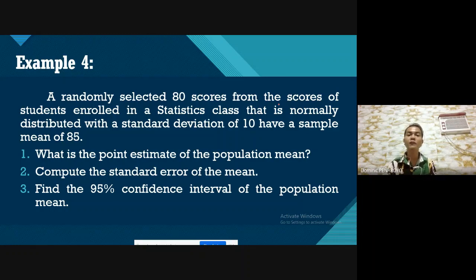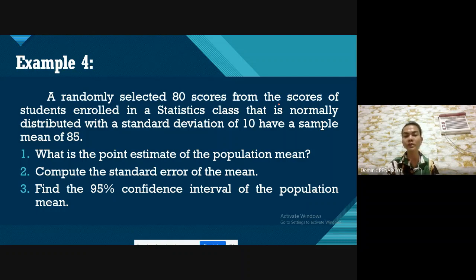Okay. So for the point estimate of the population mean, again, that is just the sample mean value. In this given example, the sample mean value is 85. So the sample mean here is 85, and that is the best point estimate of the population mean. So that is the answer for number 1.